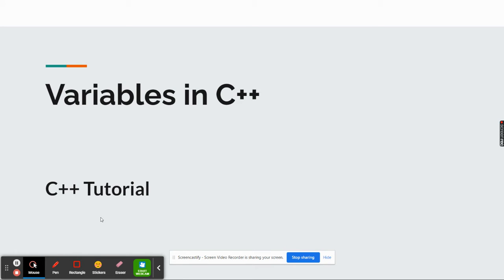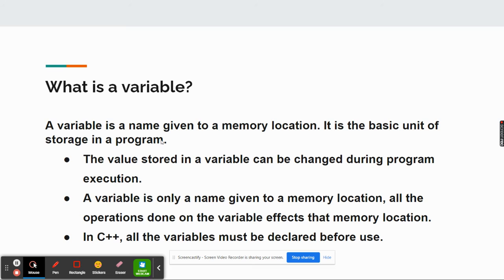Let's start with the variables in C++. So, what is a variable? By definition, a variable is a name given to a memory location. It is the basic unit of storage in a program. The value stored in a variable can be changed during program execution. A variable is only a name given to a memory location. All the operations done on the variable affect the memory location.